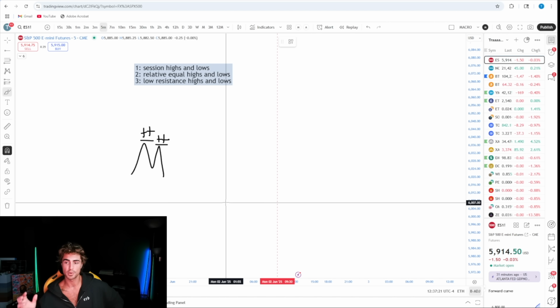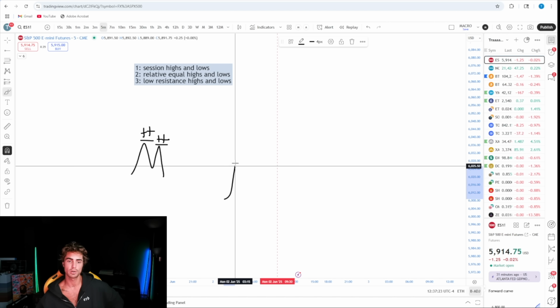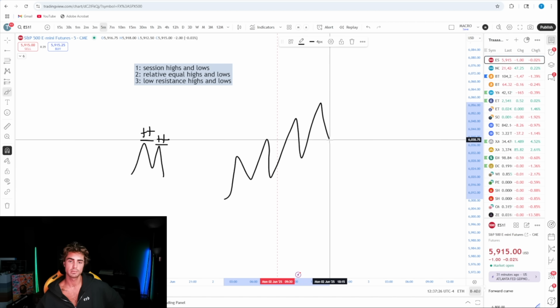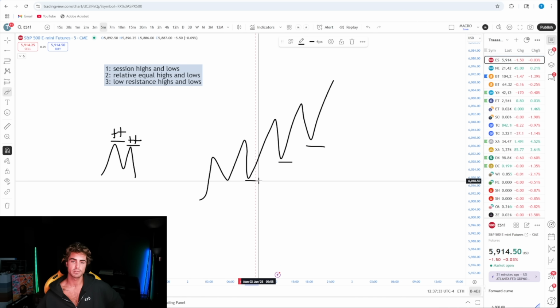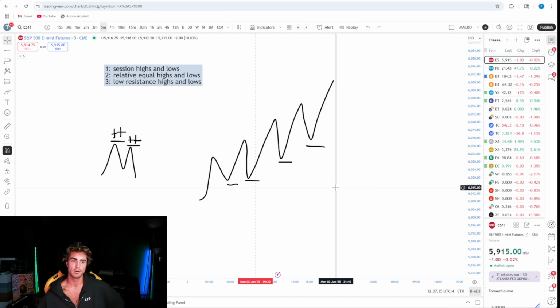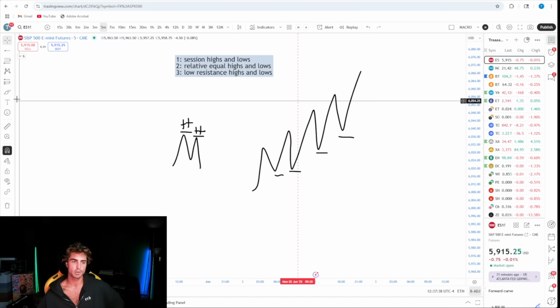So again, like we were mentioning, when we're within an uptrend, what are we moving in? Higher highs and higher lows. So let's say we have a trend like this. What is resting underneath all of these lows? A whole bunch of sell orders. This is low resistance liquidity.